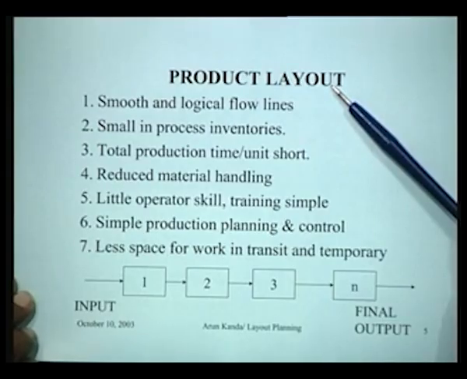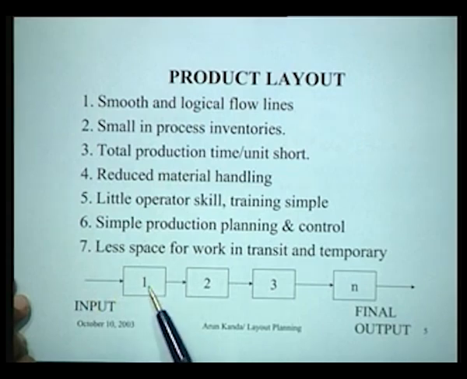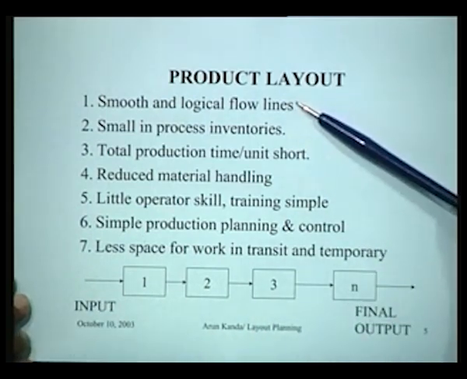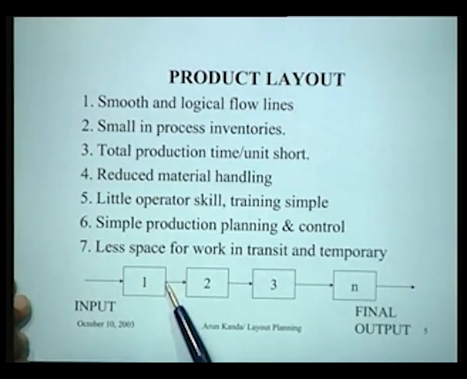If you try to compare, for instance, what would be the features of a product layout, what is a product layout? A product layout is a situation where the input is some raw material and it is being processed on different workstations in sequence till finally the final product comes out here. So in a situation like this, you have smooth and logical flow lines. You need to have very small in-process inventories, because the part which is processed here will immediately go to the next machine, so there has to be very little in-process inventory here.